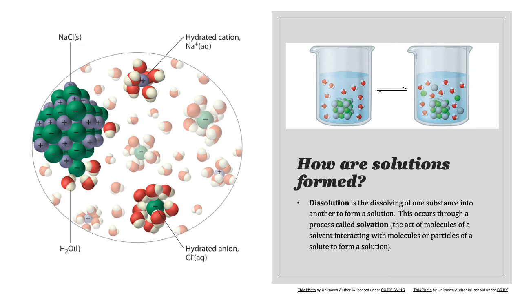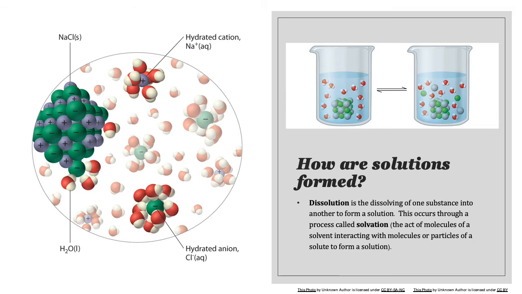So how are solutions formed? They're formed through a process called dissolution. And this is the dissolving of one substance into another to form a solution. So the overall process is called dissolution. And dissolution occurs through a smaller process called solvation. And this is the act of molecules of a solvent interacting with the molecules or particles of a solute to form a solution.